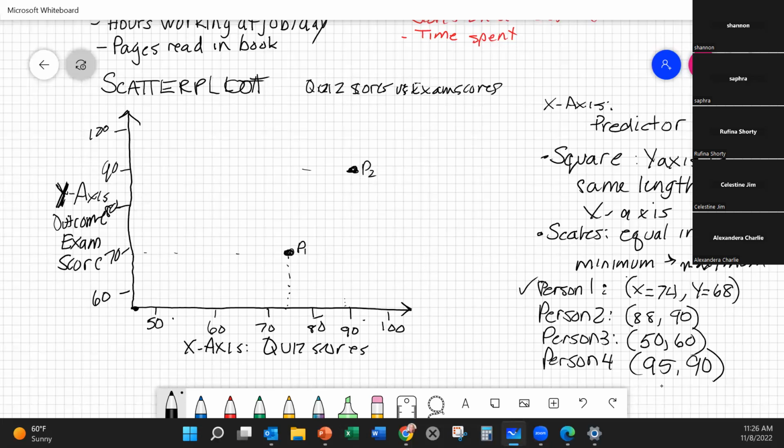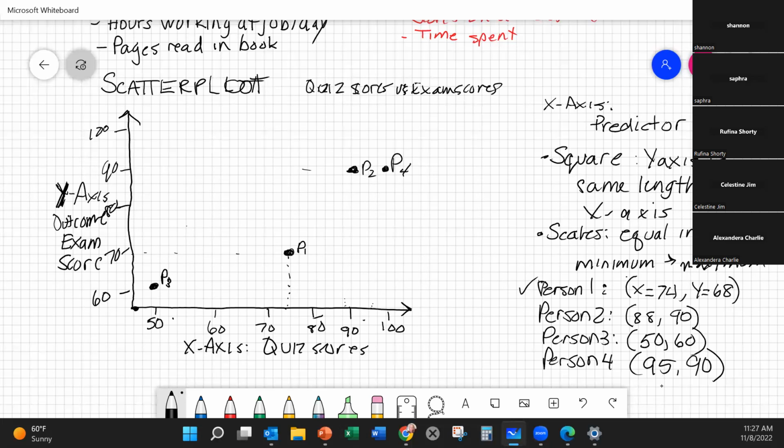We continue on to plot person 3 with the 50 and the 60. Right down here where the 50 and 60 meet. Person 4, 95, right here, and 90. So they're going to be right about here. Person 4. And we continue on plotting these points.